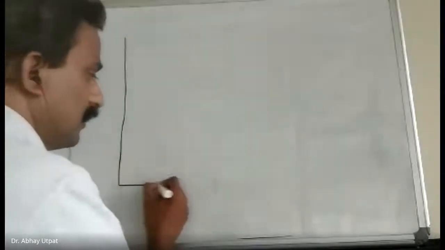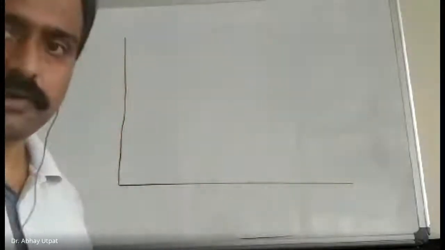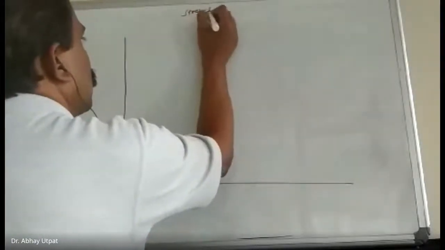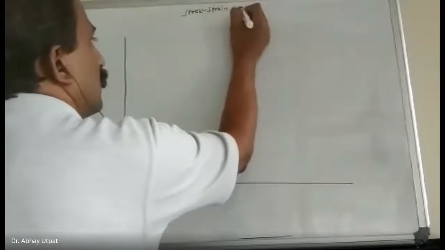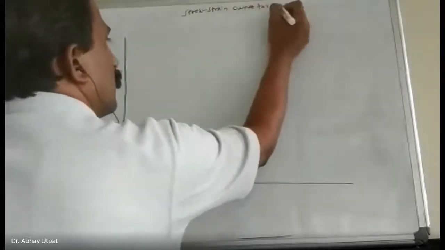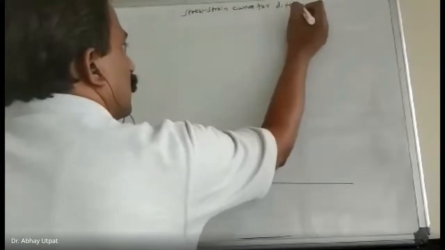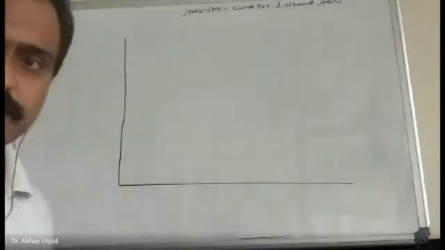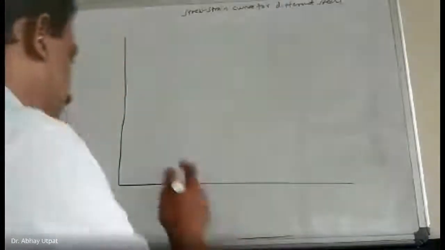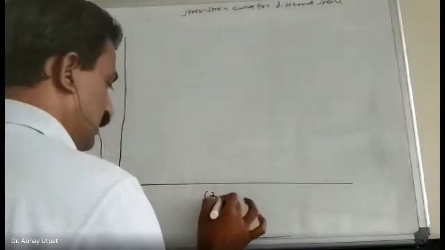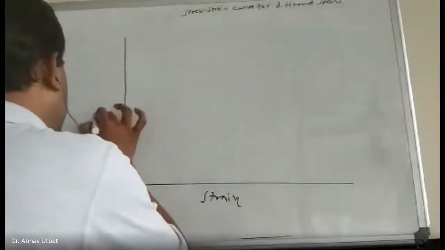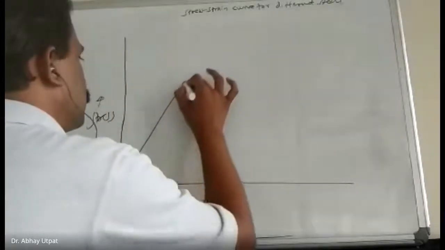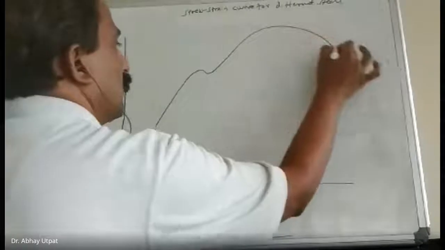Title you write, stress strain curve for different types of steels. Let us start with low carbon steel. So as like low carbon steel is very ductile. Our curve will be like this.